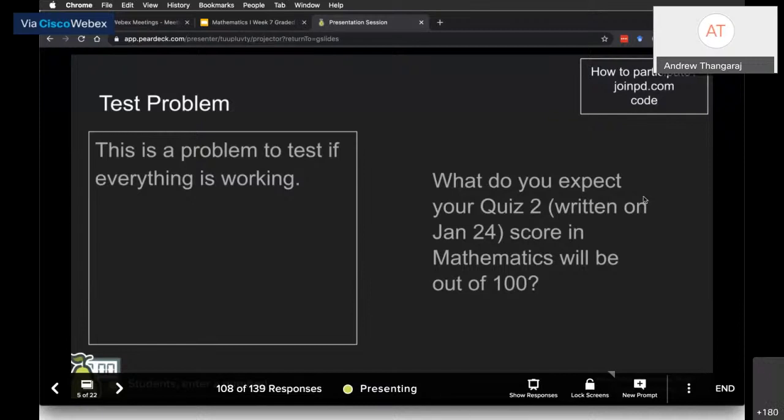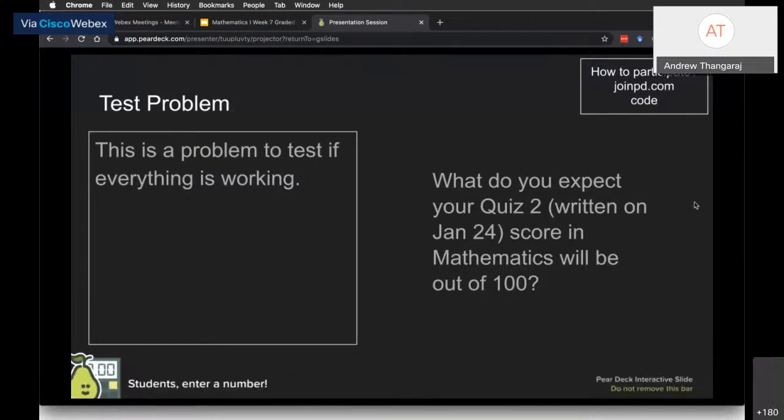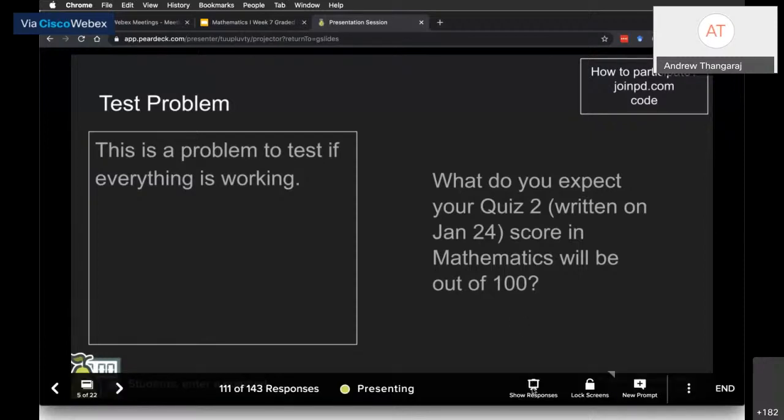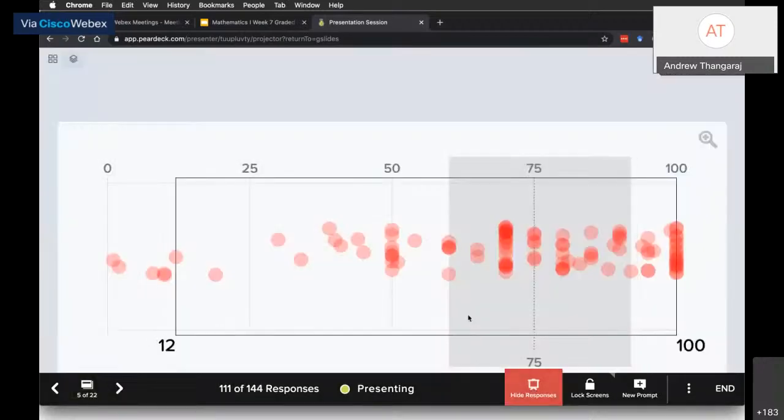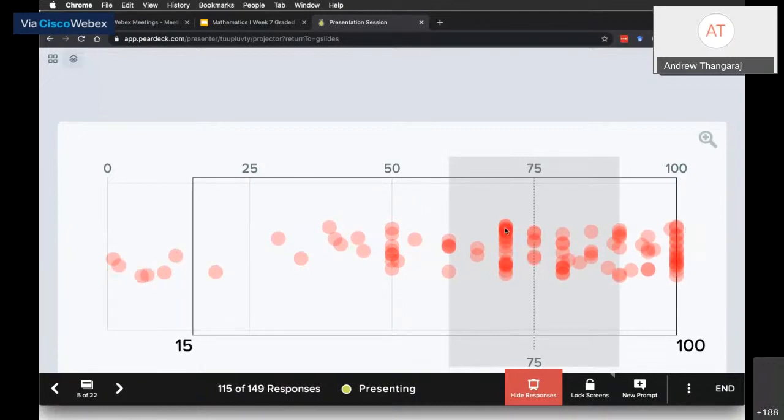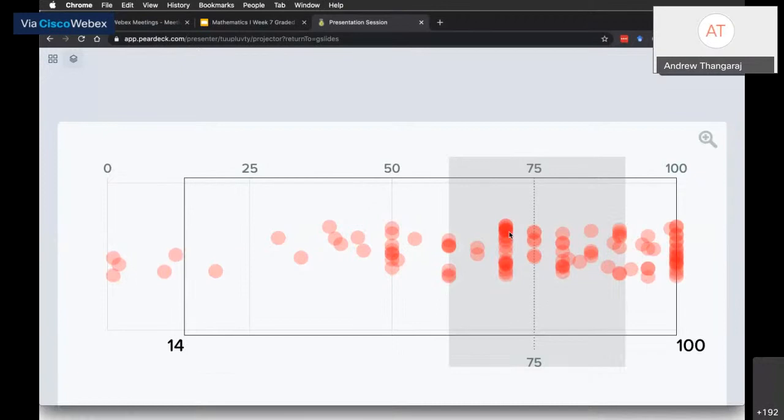You have been entering your answers. So let's see the answers. There's a chance for me to even show you what the answers are. This is the spread of the answers. Can you see? It goes all the way. Quite a few people have said 100. Quite a few people have said 75. 70 is a popular number. And the answers are coming in as we speak.